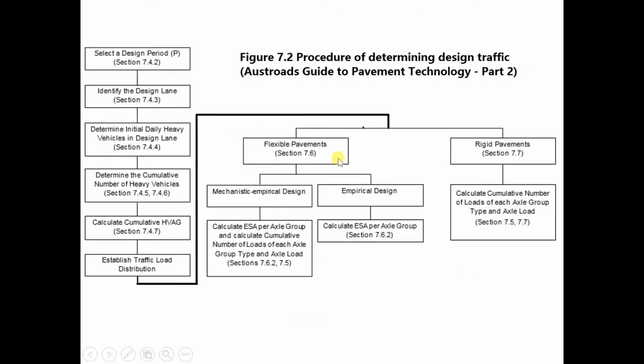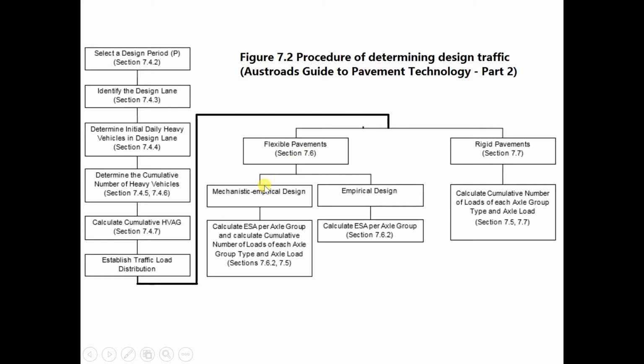So from this we establish the traffic load distribution, that is HVAG divided by ESA. You could get some value that could be different for the asphalt, different for the cemented material, and different for the subgrade. After that we go for the pavement. We ignore the rigid pavement because we're not doing rigid pavement, so we do the flexible pavement.